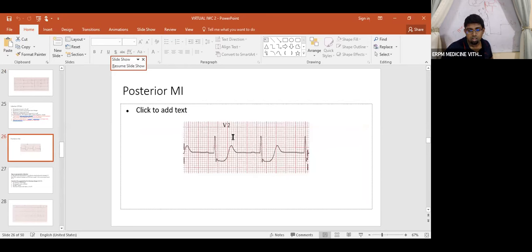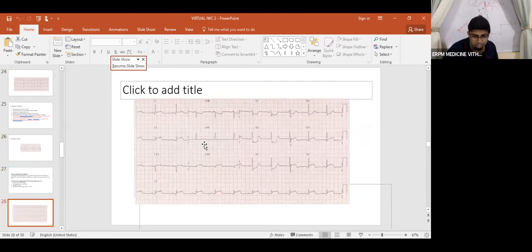Got it? That's how you pick it up. Look here. This is the posterior AMI. Tall R wave with ST depression.